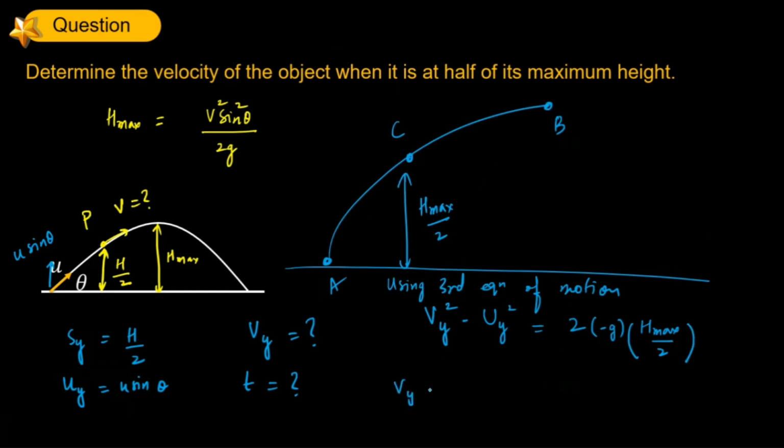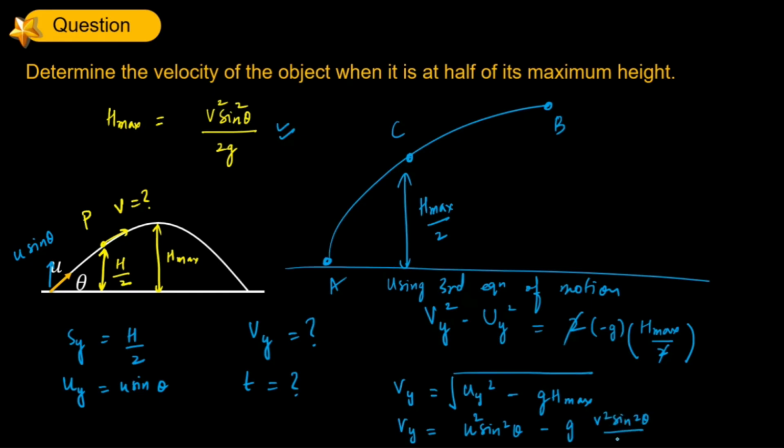So from here, Vy is going to be Uy square, this minus will come positive there, and the twos will cancel out, so negative of G H max under root. So Vy can be written as U sine theta square minus G times H max. H max is what? H max can be written as U square sine square theta by 2G. So G will cancel out G.